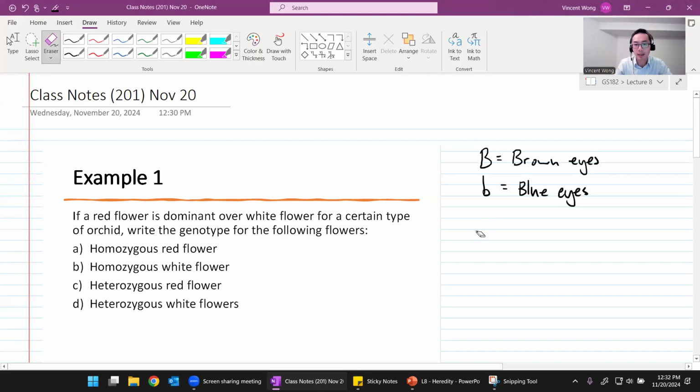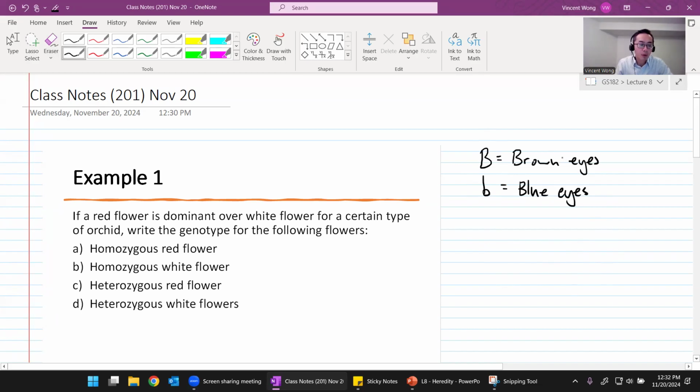Okay, for example, if we're talking about red flower and white flower, we cannot use R for one and W for another. Okay, the question is not going to work out if you do it that way. So make sure you choose the appropriate letter for the question and use a capital letter for the dominant trait and a lowercase letter for the recessive trait.